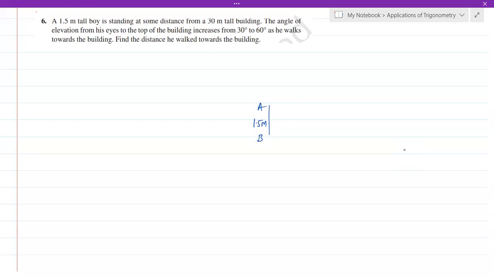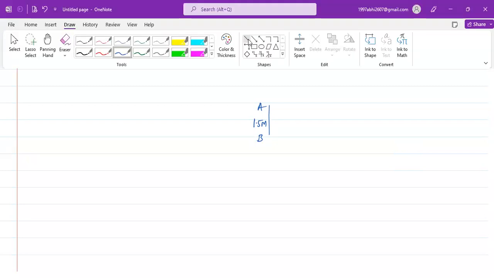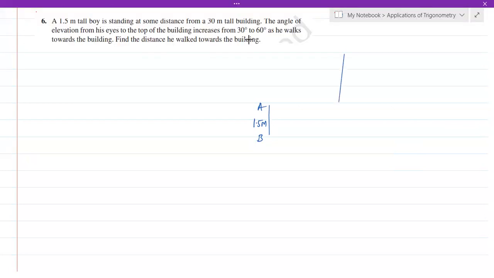Now this fellow AB is at some distance from a tower, a 30-meter tall building. So let's take this to be the 30-meter tall building. CD is the building. The height of the building is 30 meter, from top to bottom. So AB is the boy and CD is the building.